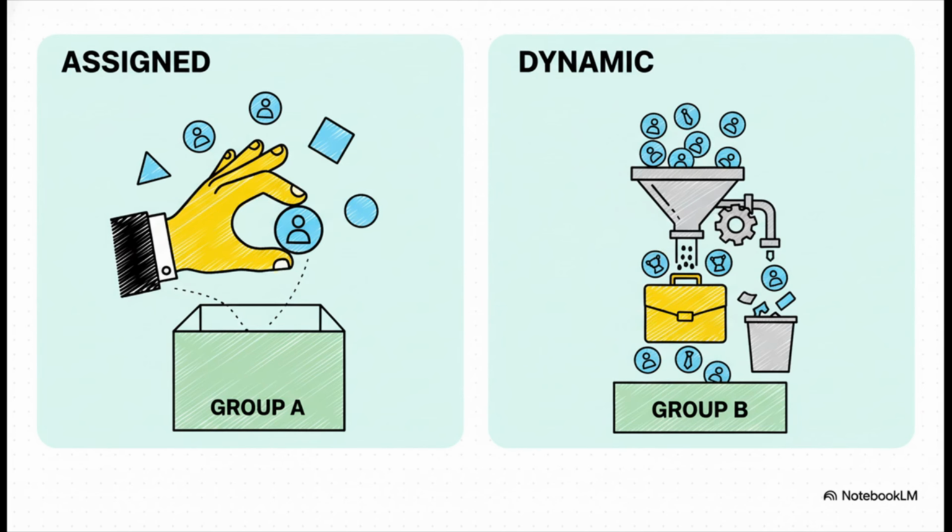And Entra ID gives us two really powerful ways to manage who's in a group. First, there's assigned membership. This is exactly what it sounds like. You have full manual control, you personally add or remove people. But the real magic, the real game changer is dynamic membership. This is where you let Azure do all the heavy lifting for you based on a set of rules.